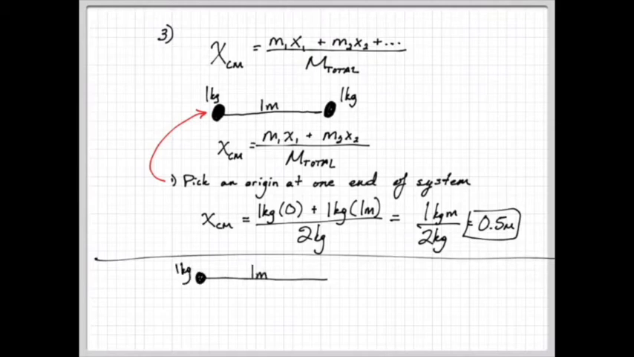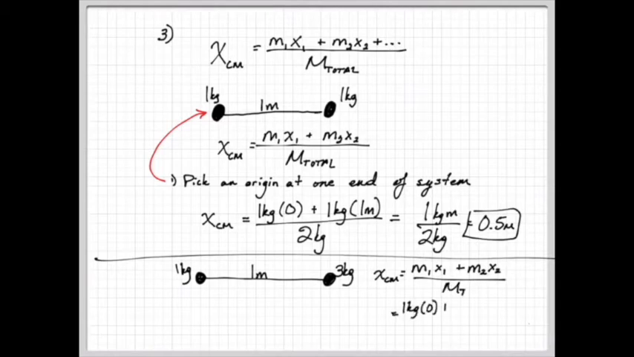Okay, now if we had a system where maybe the masses were different, maybe there's 3 kilograms on one end and a 1 kilogram mass on the other, we do the same thing. Okay, and so now that the heavier mass is on the right, we should see that the center of mass should be closer to that larger mass. So again, 1 kilogram located at 0, the 3 kilogram mass located at 1 meter.